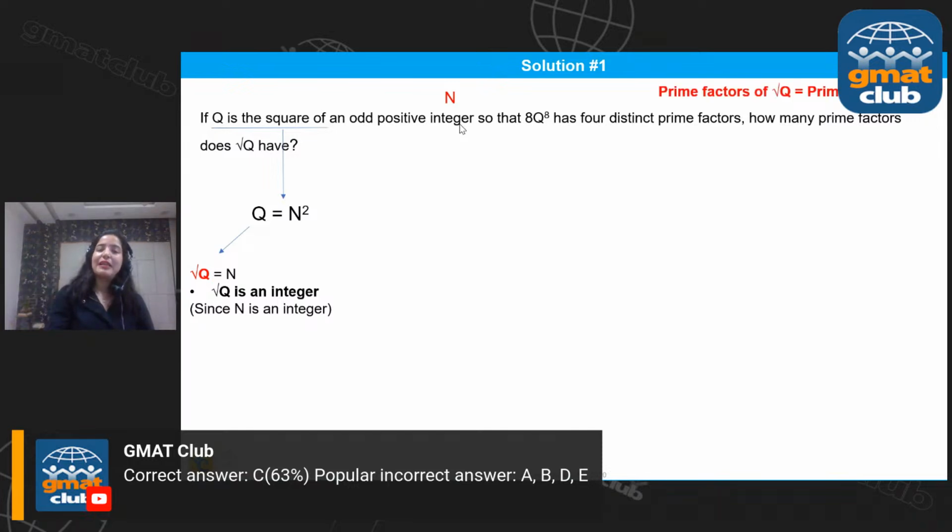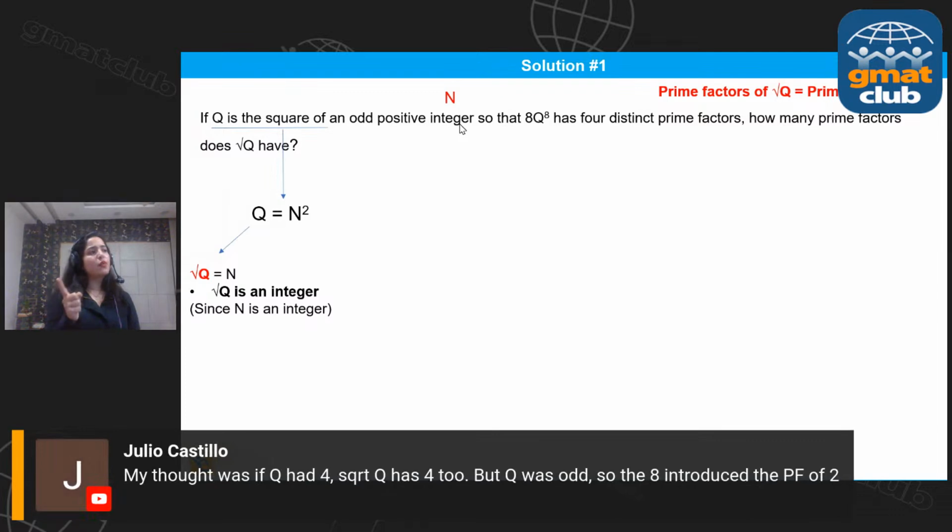So these two really are integers, and therefore prime factors that you want ultimately of square root of q, that's the same as prime factors of q. So that's the first thing we understood, that they are asking square root of q, but we don't have to worry. We are just going to give it the prime factors of q. So level 1 accomplished.